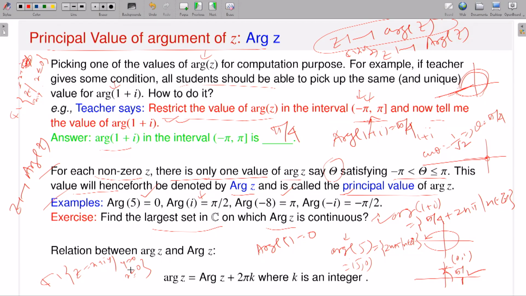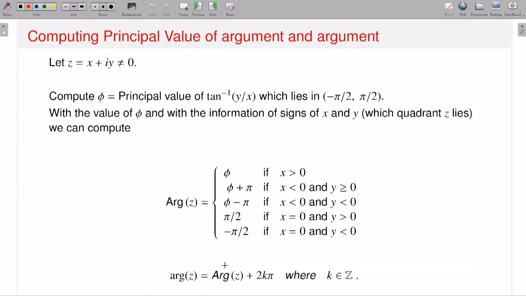Of course now you can easily guess the relation between small arg and capital arg. I don't have to explain too much, because small arg is nothing but the principal argument perturbed by 2 pi k, where k is an integer. So once I have a principal argument, if I perturb it, then I will have the full small arg of the complex number z.